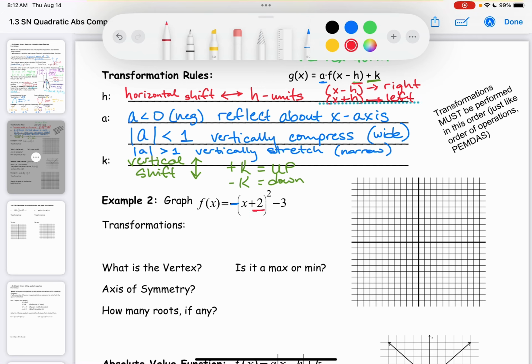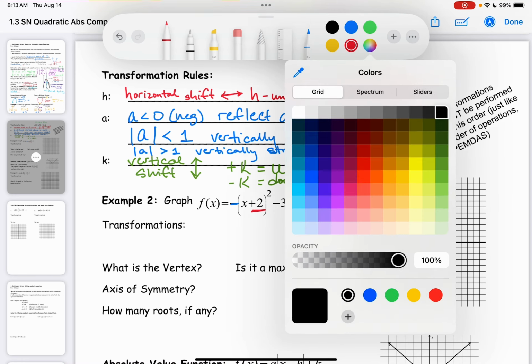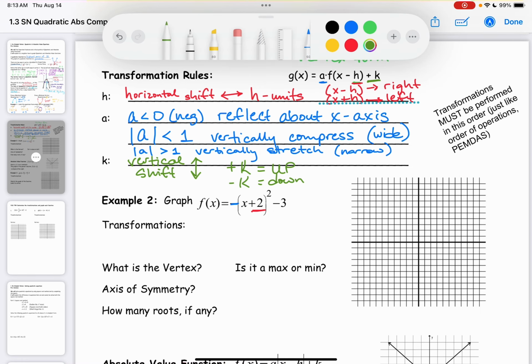Here's my H value. See if I can find that same green. There's my K value. So there are three different transformations happening here to this quadratic function. And how do I know it's quadratic? It has a power of 2. All right, so while I'm on the green marker, I'll focus on the green.